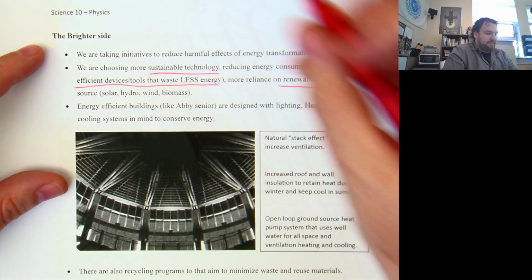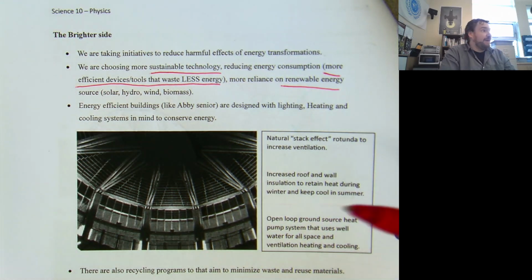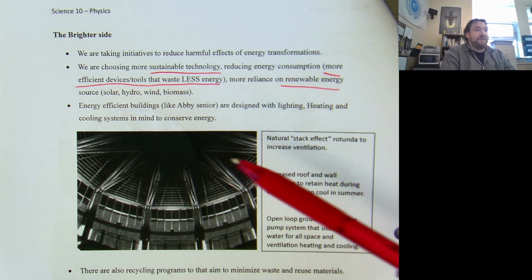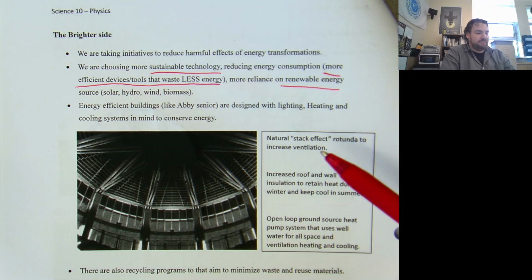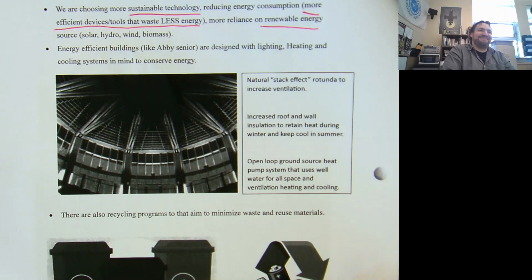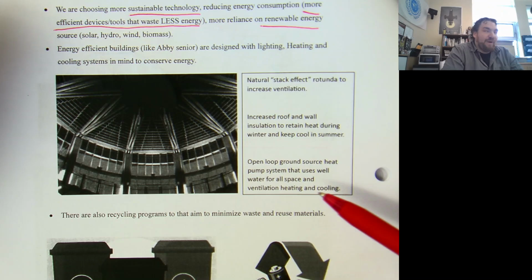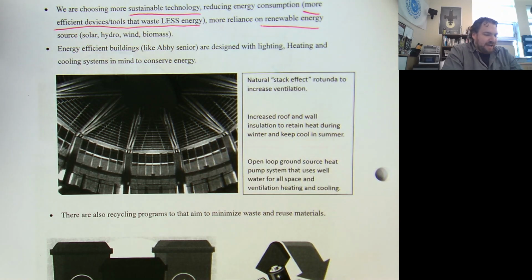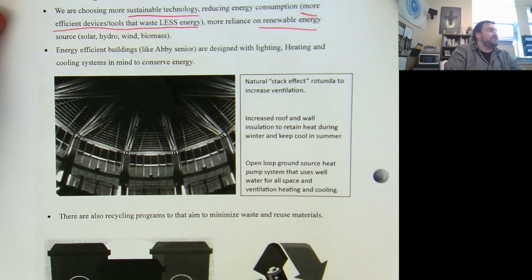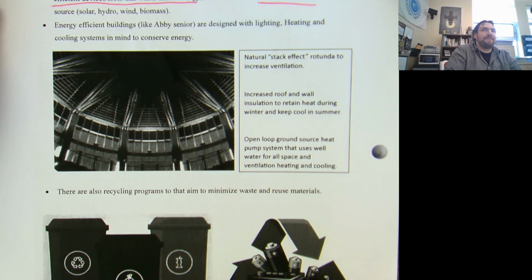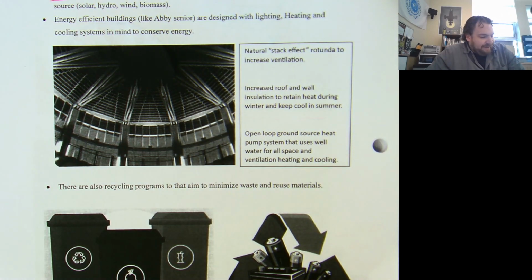Solar, hydro, wind, biomass. I don't know if you know, but Abbey Senior is actually built to be an energy efficient building, if they ran it properly. Right now they don't, which makes it inefficient. But the way the rotunda was built, increased roof and wall insulation retains heat during the winter and keeps it cool in the summer. You might not agree, especially in this room. It gets really warm. But yes, it's not all gloom and doom, but it is gloomy.